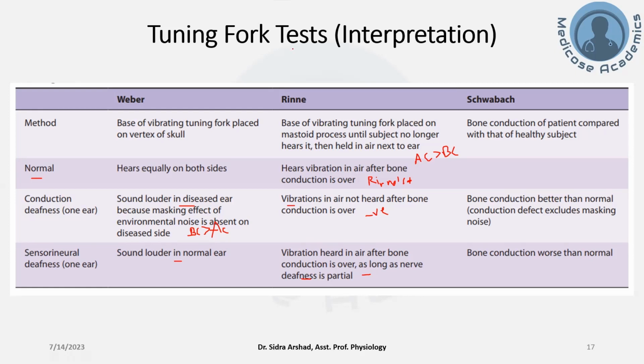The next tuning fork test is the Schwabach test. In this, the bone conduction of the patient is compared with that of a healthy subject, or with the examiner himself, if his hearing is not impaired. In this, a tuning fork is set to vibrate, and then it is passed back and forth between the subject and the examiner. Both of them should stop hearing through bone conduction at the same time.